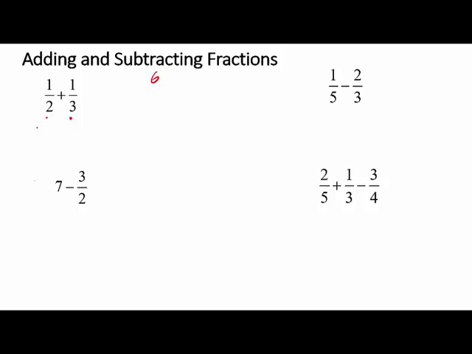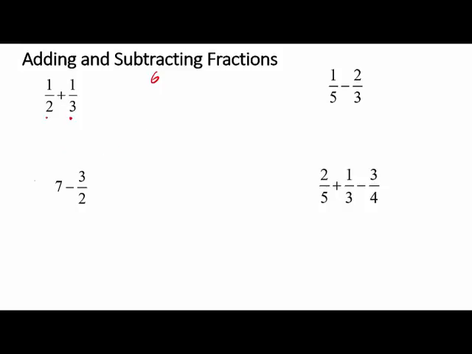Another way to do this would be to list out the multiples of 2 and list out the multiples of 3, and you would see that they both share a common multiple of 6. That's going to be the common denominator here. Sometimes you have to go up a little bit further than that, but for this case, 6 is the one that works. So anyway, we'll erase that. 6 is our common denominator.